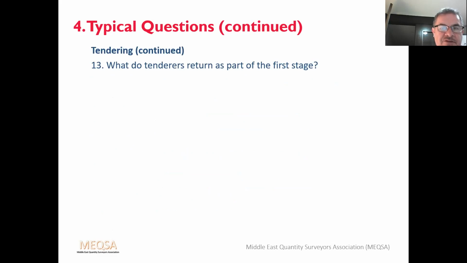So what do the tenderers return as part of the first stage? They'll provide a detailed build-up of prices for the prelims. They'll give percentage additions for profit and overheads. They'll give a construction programme and a proposed subletting of the works. So basically, they're given high-level cost information, the programme, which is very important, and also how they propose to structure the project.